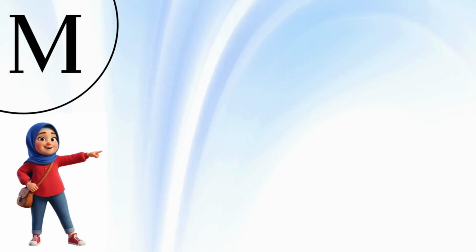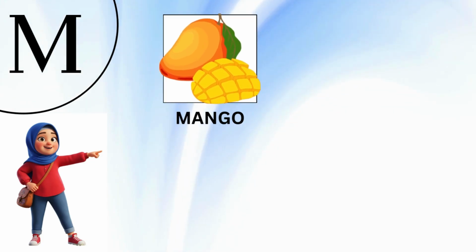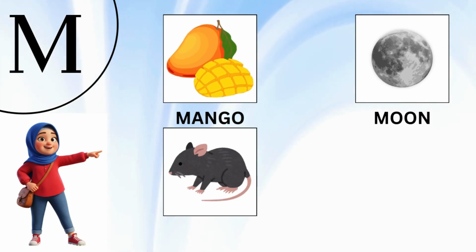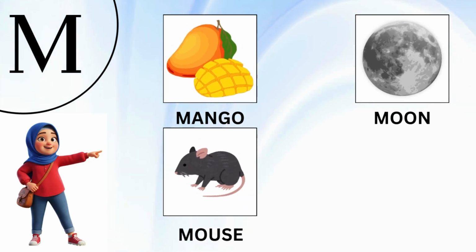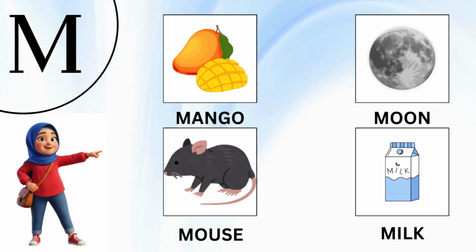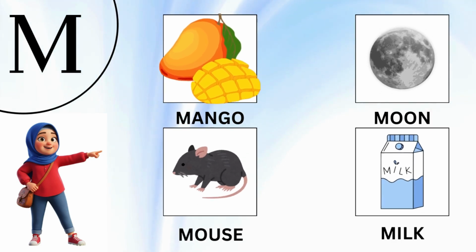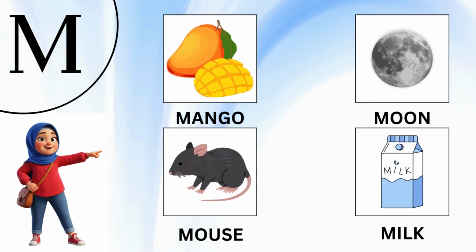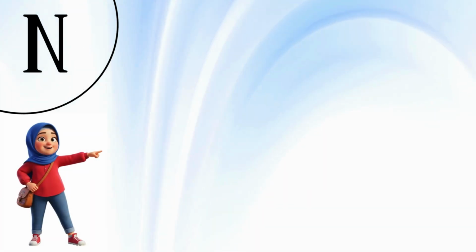This is letter M. M is for mango. M is for moon. M is for mouse. M is for milk. Mango, moon, mouse and milk.